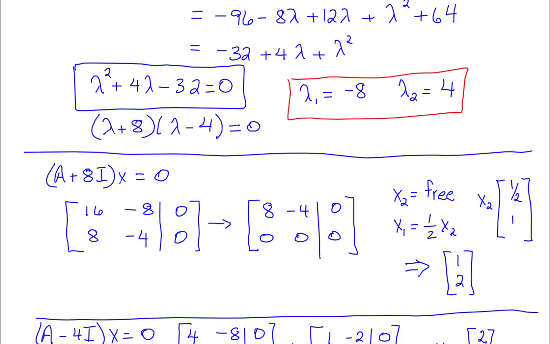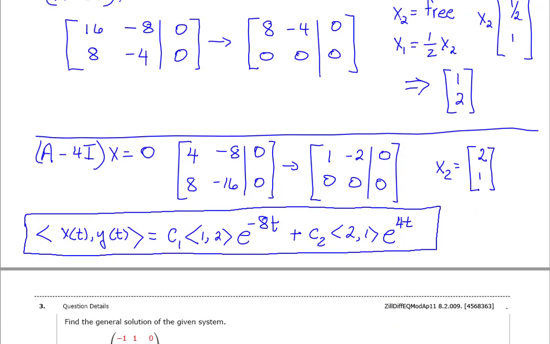I repeat the process for the eigenvalue of 4. All right, so do that. Solving this, I can divide this row by 4. I get 1, minus 2, 0. And if I multiply this row by minus 8 and add, I get a row of all zeros. And so that tells me then that x2 is free again.